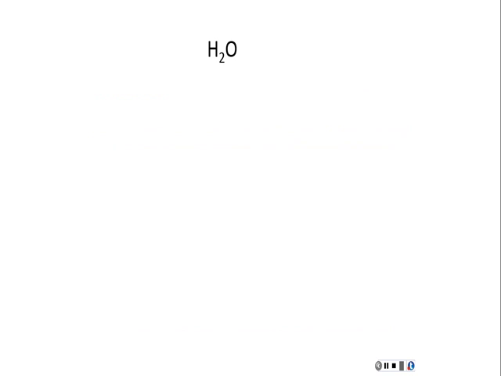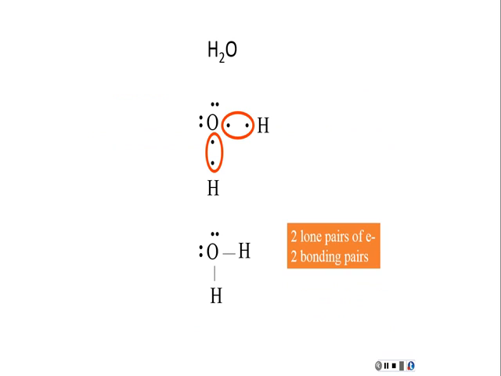Now let's take a look at water. We saw this before. We have an oxygen atom with 2 unpaired electrons. We have a hydrogen atom we can bring in to make a bond here, another one to make a bond here, and then we wind up with our structure for the water molecule. 2 lone pairs of electrons and 2 bonding pairs.